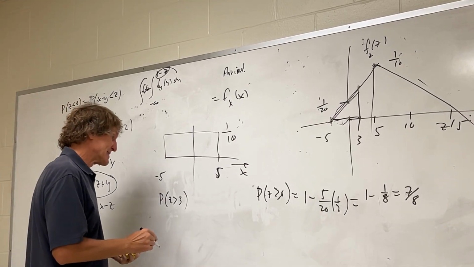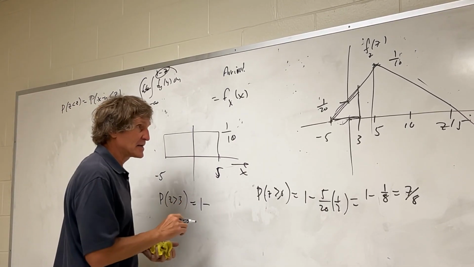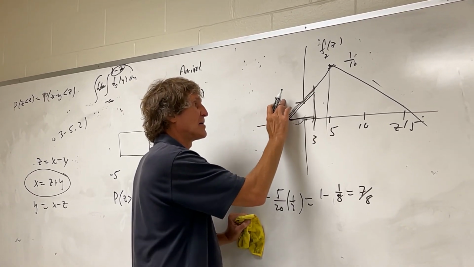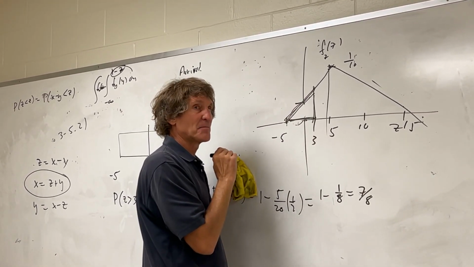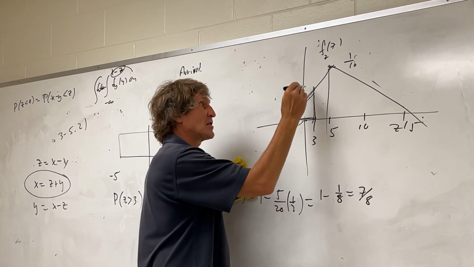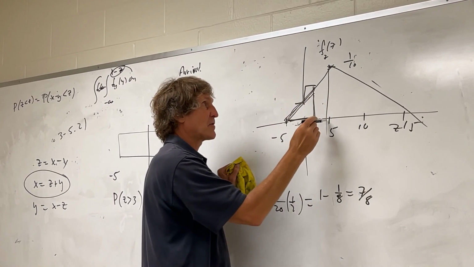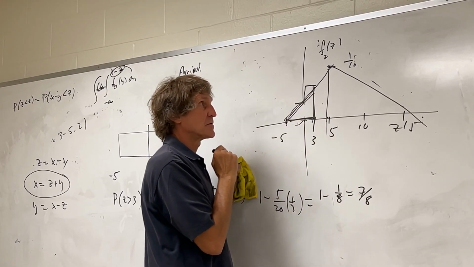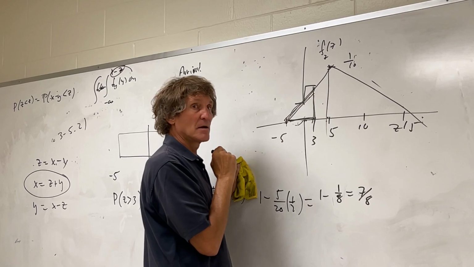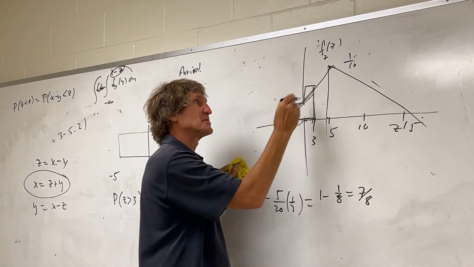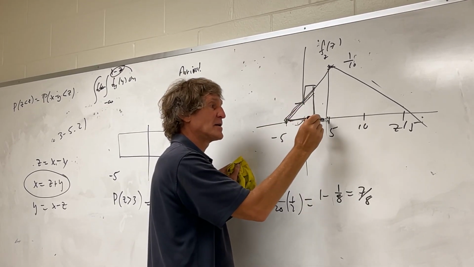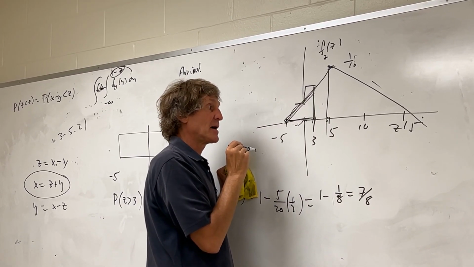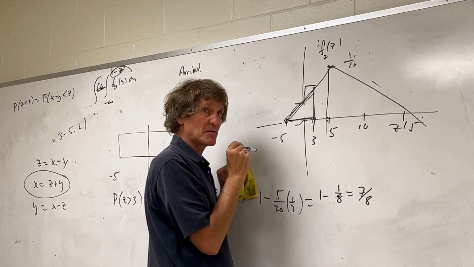So what happens? Well, that's going to be 1 minus, what's this area here? Just think about it. If you look at this, the slope: the rise goes from 0 to 1/10 over a run of 10. So rise 1/10 divided by 10 is 1/100th, correct?